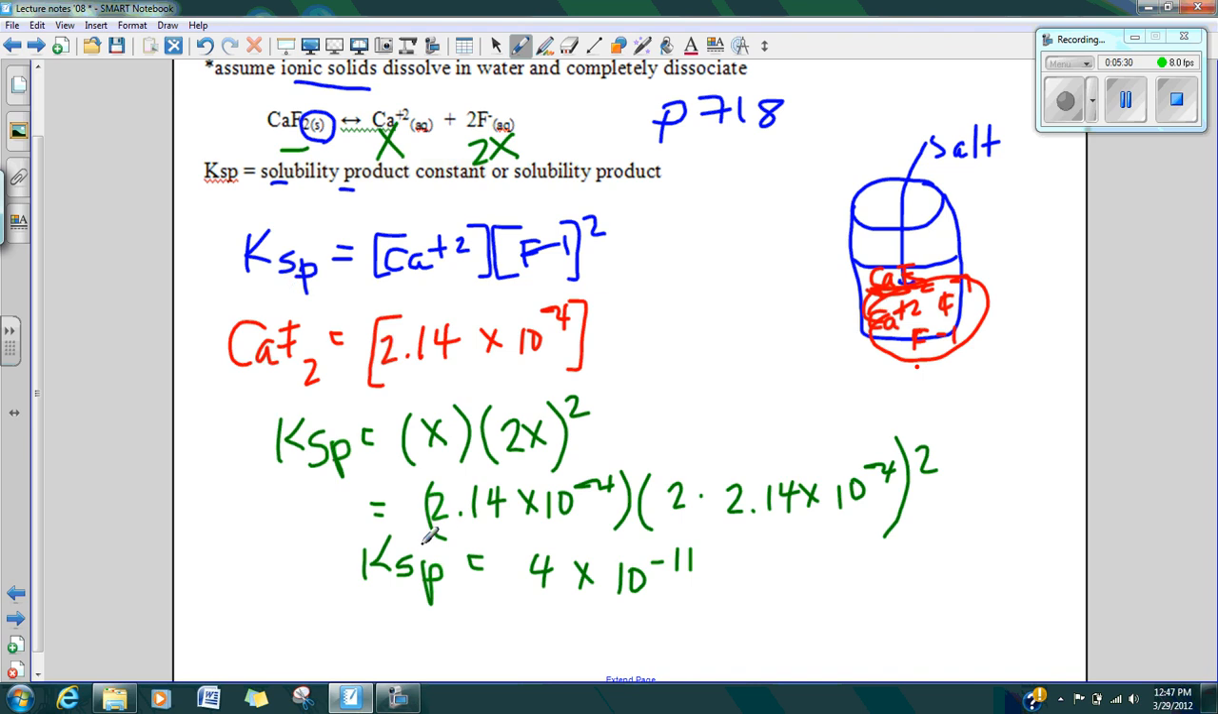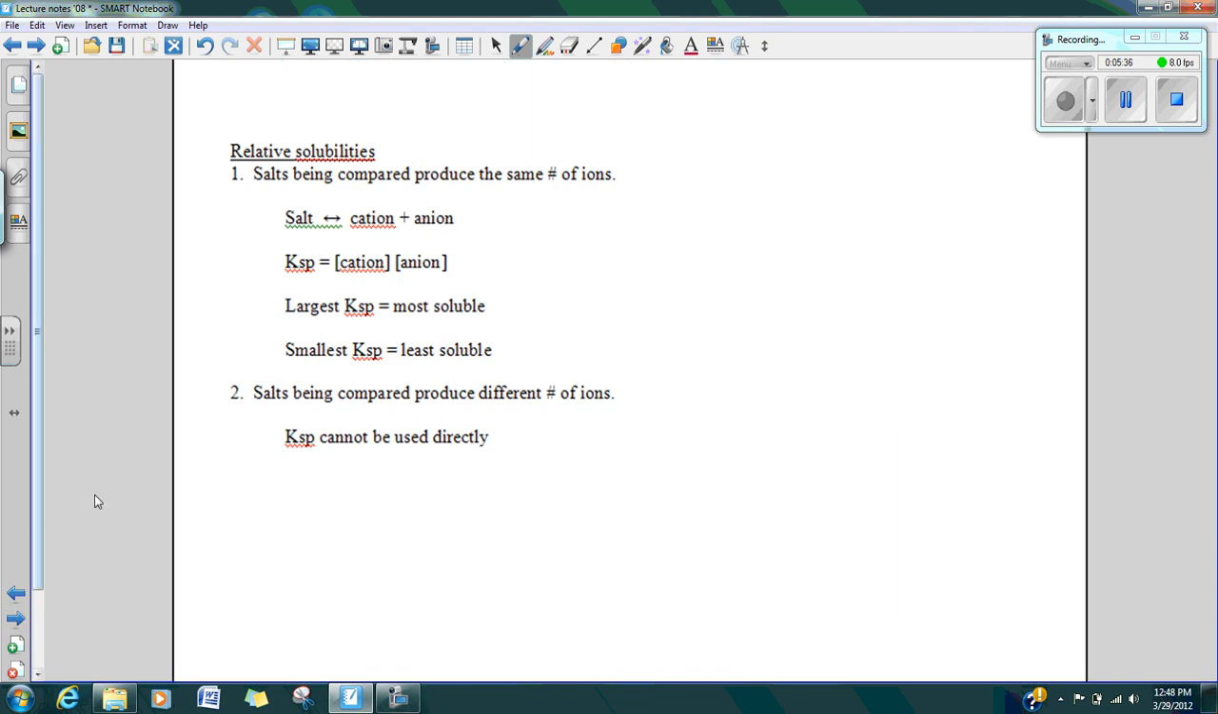So it goes through and it has all kinds of values for you. You can take a look at that. We're going to do another example problem here in just a second. All right, so these are just some general rules here. Salts being compared produce the same number of ions. Well, that's how I can compare them.